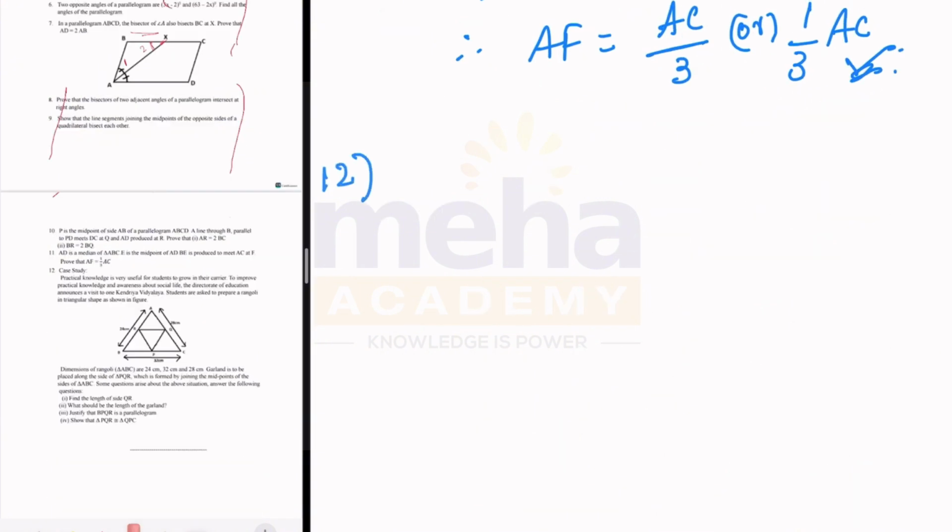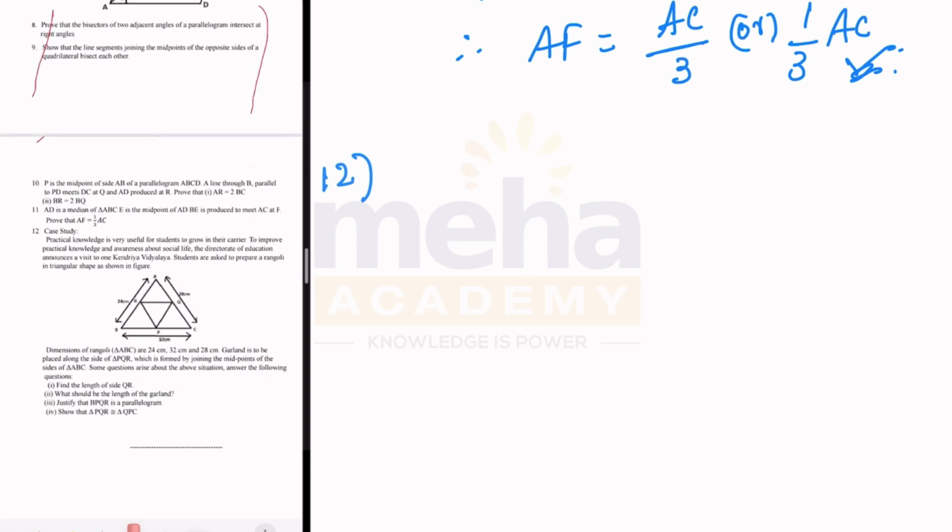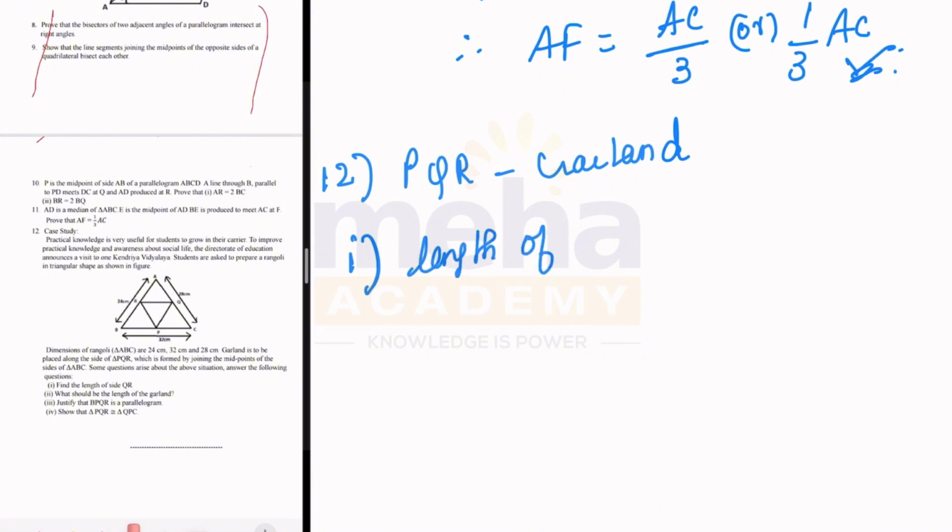Let us solve the 12th question. So dimensions of Rangoli ABC are 24 centimeter, 32 centimeter and 28 centimeter. Garland is to be placed along the sides of PQR. So PQR is the garland, which is joined by the midpoints of the sides of triangle ABC. So we are going to answer the question. First, find the length of QR.